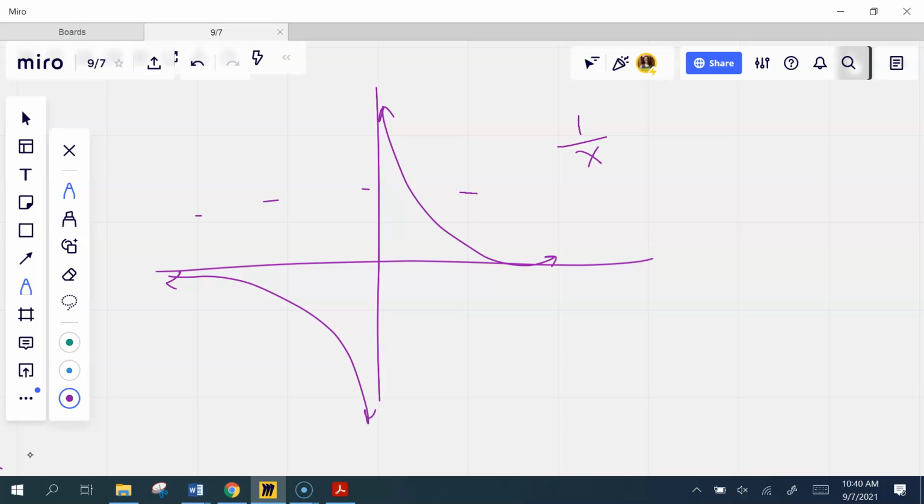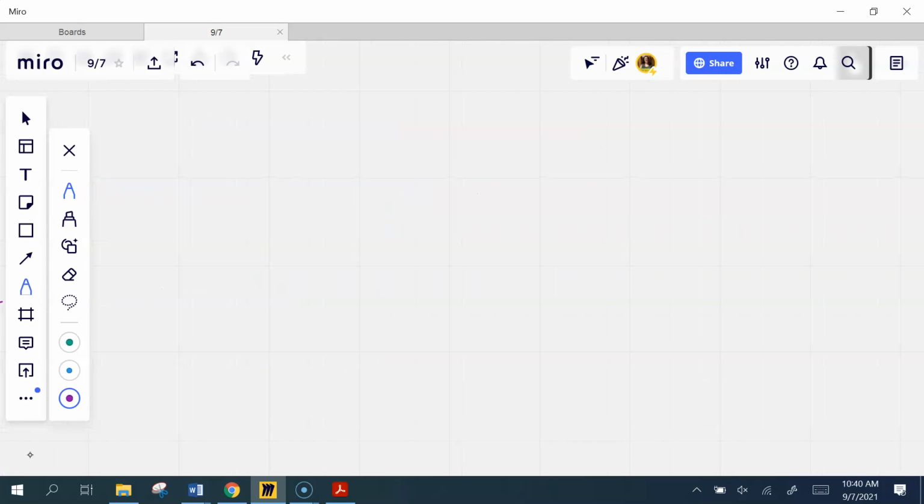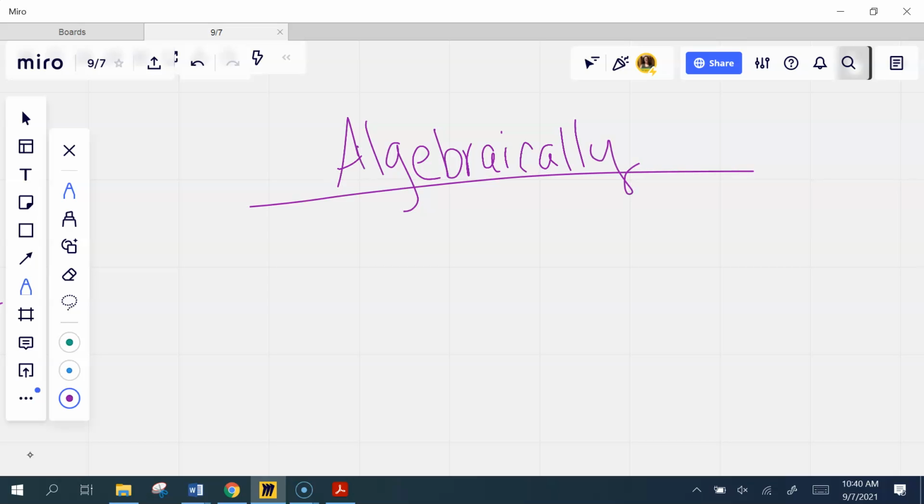All right, let's move on to the algebraic side of it. How algebraically, I'm sorry, I know I'm going kind of fast through these, but y'all remember us doing this? No, you don't remember? Well, I remember doing it algebraically. All right, algebraically, how do we find an inverse?